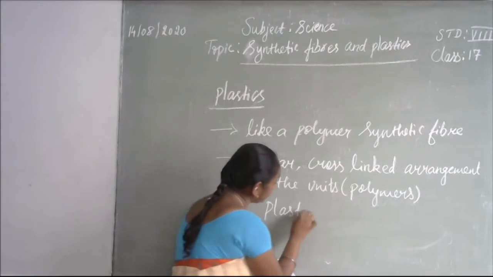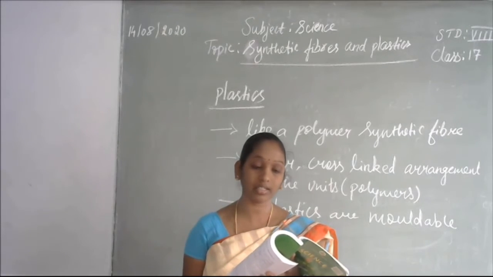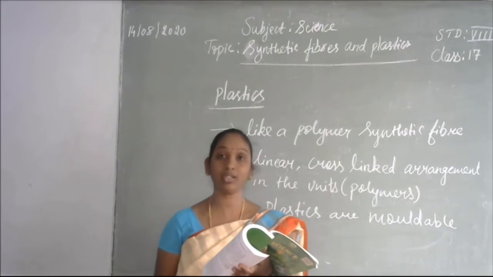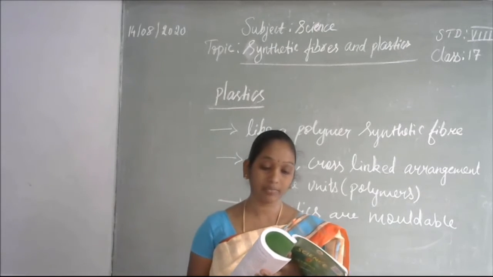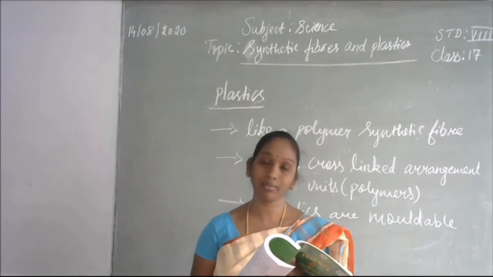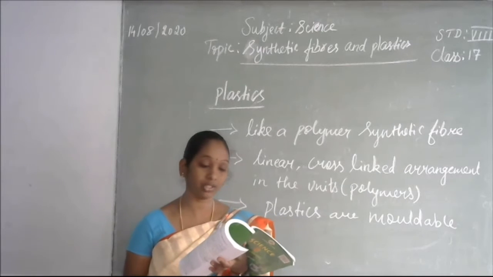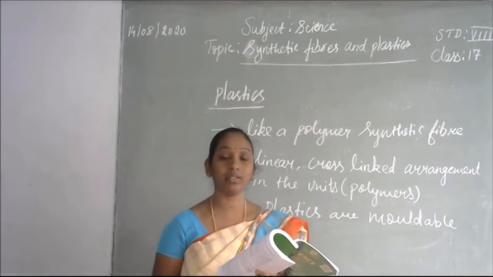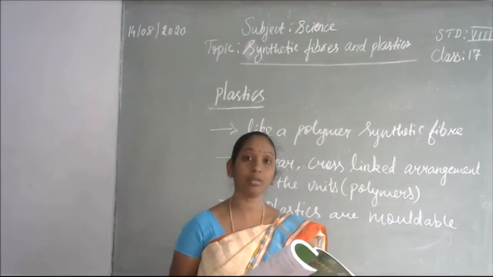Plastics can be made into wires. We can recycle them, we can reuse them, and we can make them in any color. Any color can be applied upon the plastics, and we can coat it, and it can easily be melted by heat and rolled into sheets. So these are the facilities available in plastic. That's why we are using plastics most of the time.